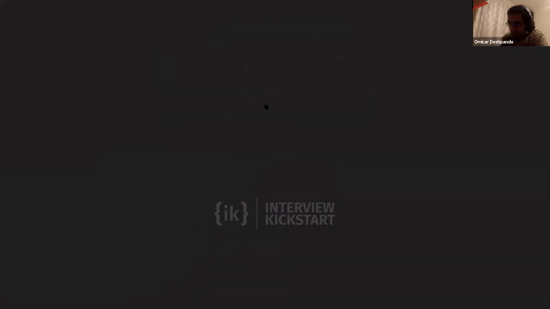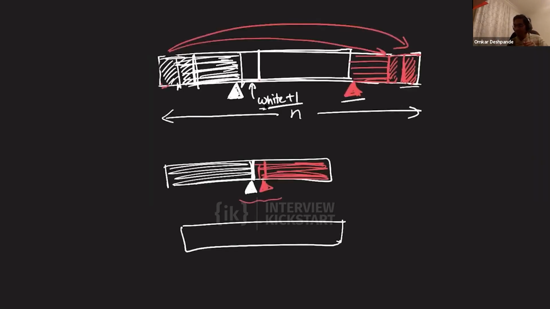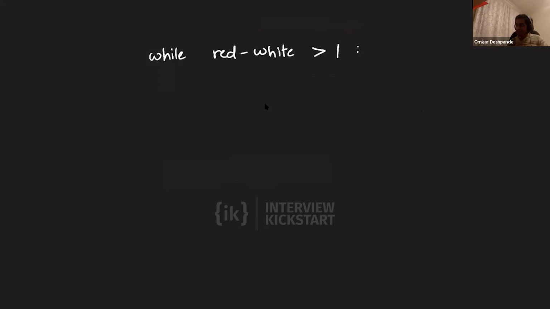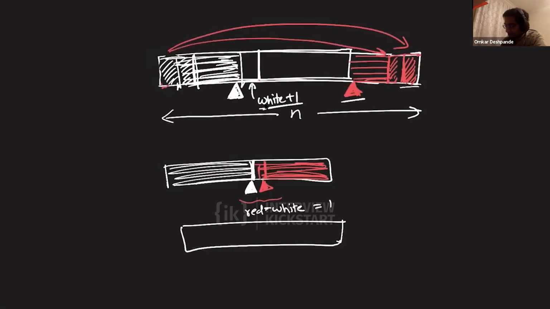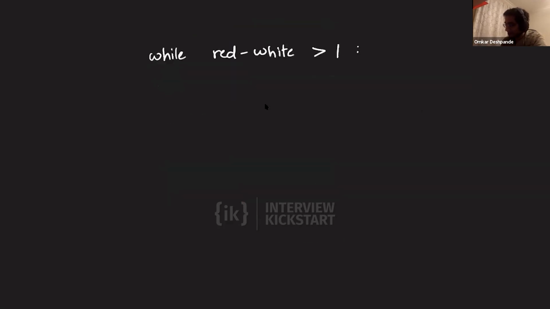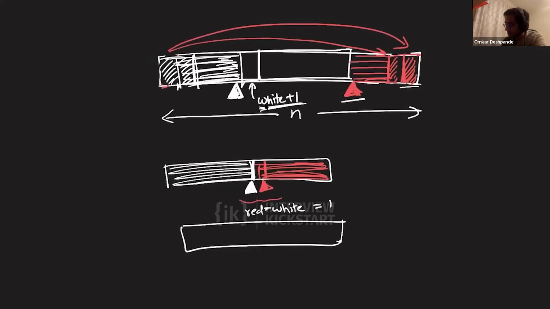That is, as long as the red and the white pointer are not next to each other, that is, the gap between them is more than 1. Here the gap is exactly 1. Red minus white is equal to 1. While red minus white is more than 1, what do we do? We look at the leftmost number, which is white plus 1.